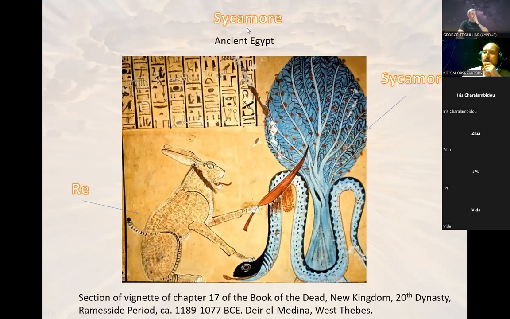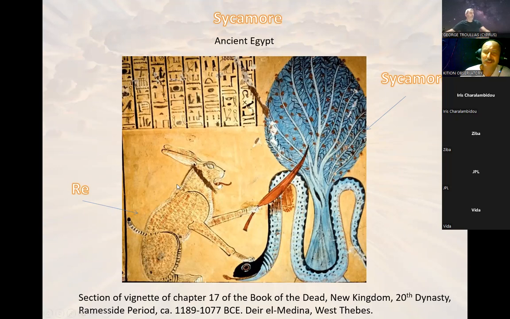For example, sycamore. Now we believe that even in the very beginning of the appearance of writing, in the Old Kingdom, more than 2,600 years before the Common Era, sycamore was physically a tree which stood in a temple dedicated to the god of the Sun in Heliopolis. So it is a fact which is already established. But here I took another picture, which is very famous, though it is from the New Kingdom, more than 1,500 years later.